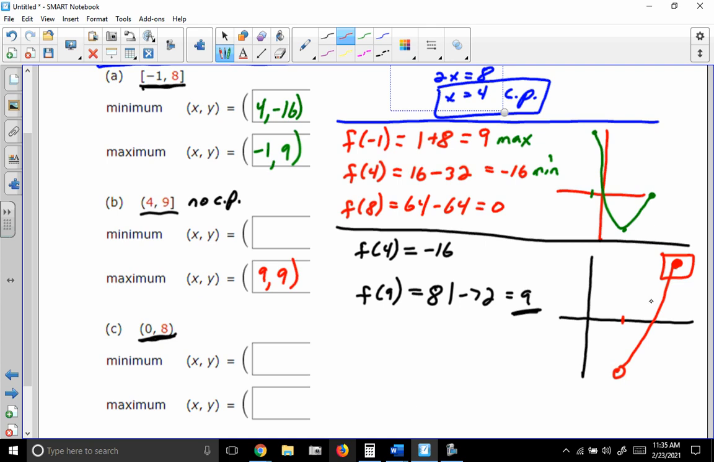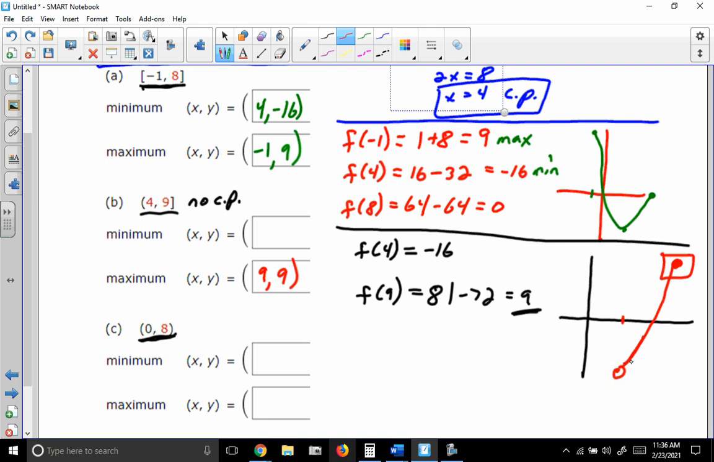Do we have a minimum? If this point was included, if there was a bracket there and that was a closed-in circle, then yes, there would be a lowest point. But remember, when we have an open circle, we get closer and closer to that point, but we never quite reach there. So each successive point is getting lower and lower. We don't quite reach that point, but we also don't reach that minimum value.